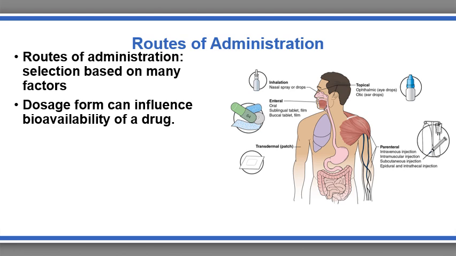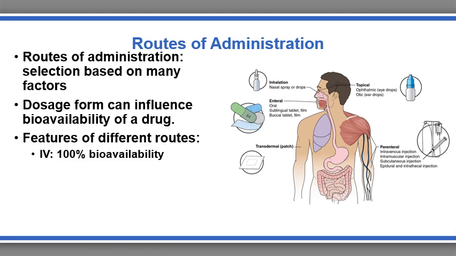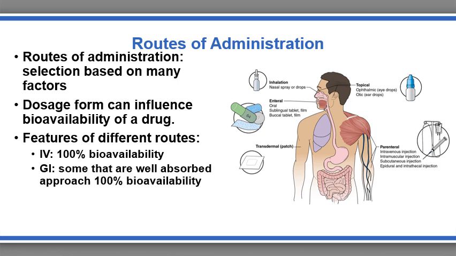So dosage form could obviously influence the bioavailability of a drug. For instance, if we look at some different routes, a drug that's given intravenously is 100% bioavailable. Basically, in an intravenous delivery, you're getting 100% of the drug given. Whereas in some cases, some GI or enteral routes can be absorbed at 100%. Now, not all of them can.